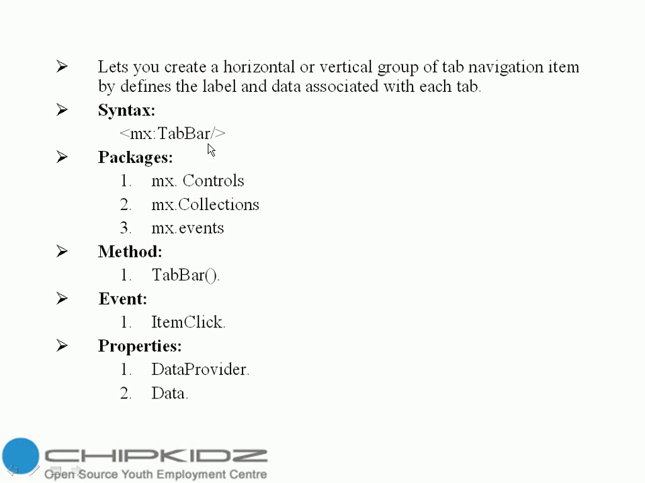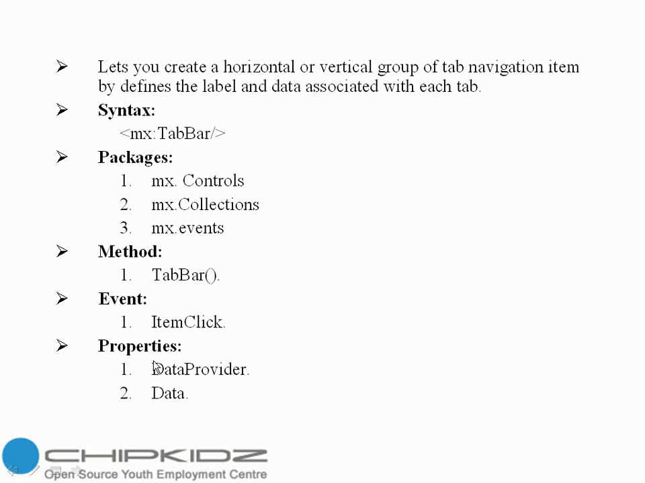Syntax: the mx:TabBar package. I used three: mx.controls, mx.collections, and mx.events. Then I used one method, the method name is TabBar. Then I used one event, the event name is itemClick. The itemClick event is dispatched when the tab navigation item is selected.